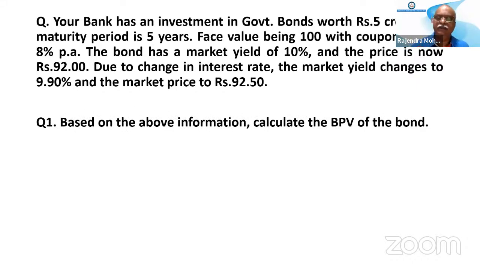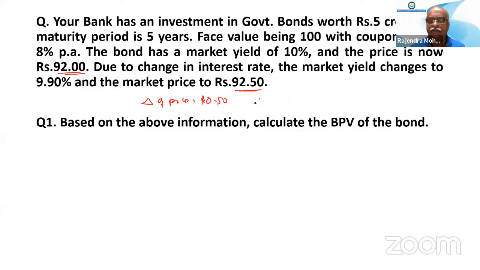So how to calculate the BPV? For BPV, we have to find what is the change of price and what is the change in yield. Change of price, you can easily find out. Now it has become 92.50. Earlier it was 92. So change of price is how much? 0.50. This is the change of price, rupees 0.50 or 50 paisa.